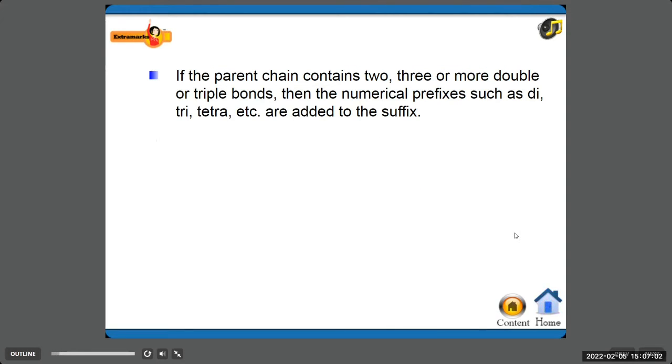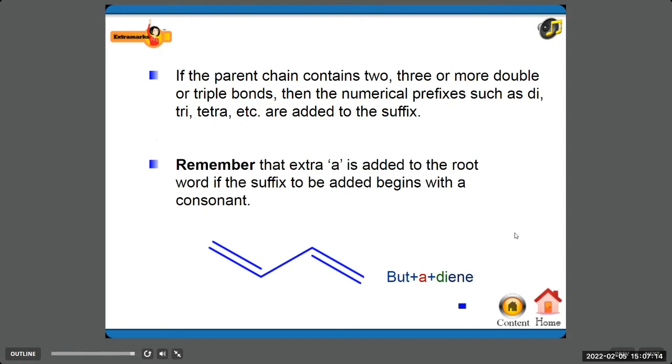If the parent chain contains 2, 3, or more double or triple bonds, then the numerical prefixes such as di, tri, tetra, etc. are added to the suffix. Remember that an extra a is added to the root word if the suffix to be added begins with a consonant. For example, butadiene.